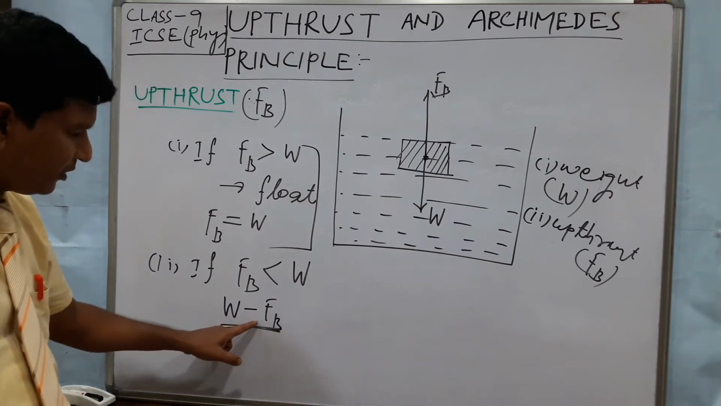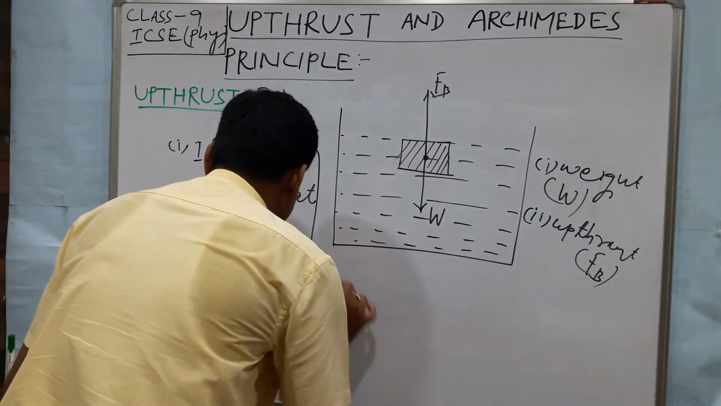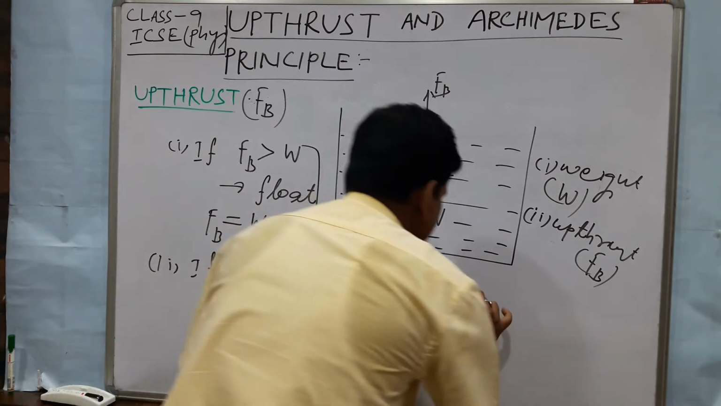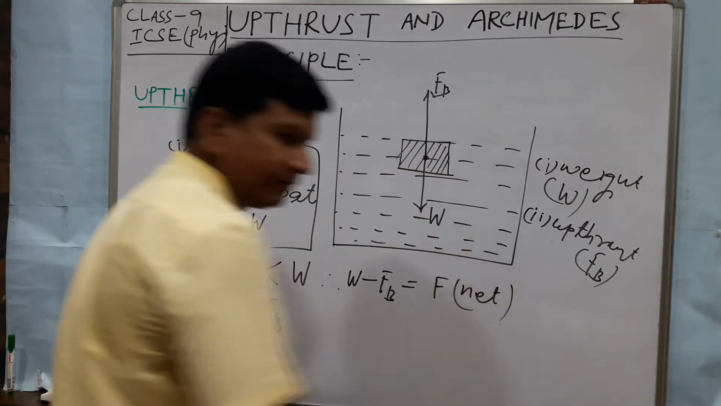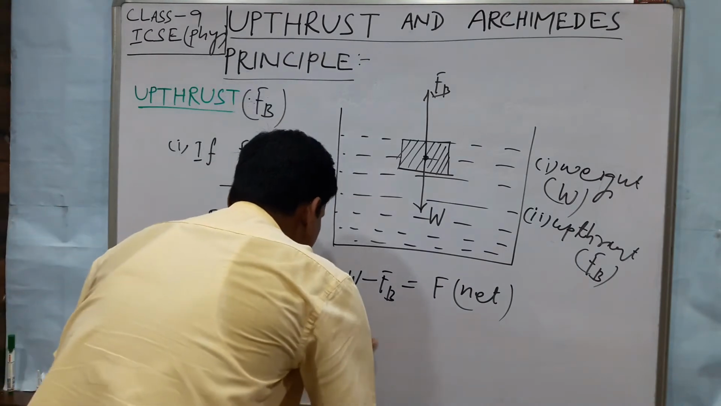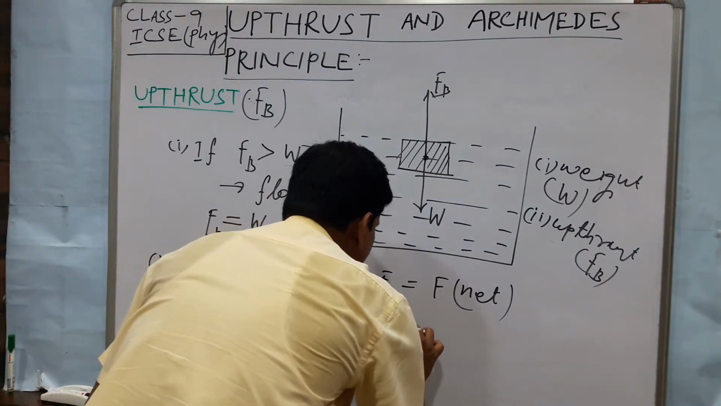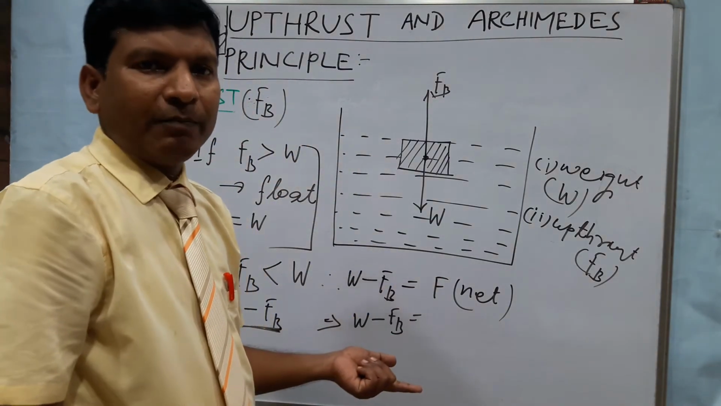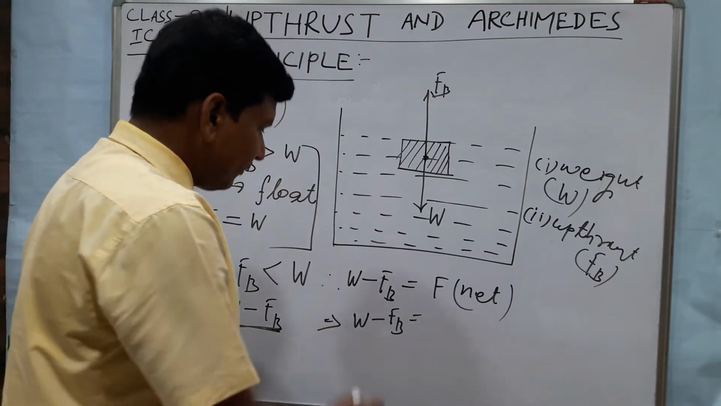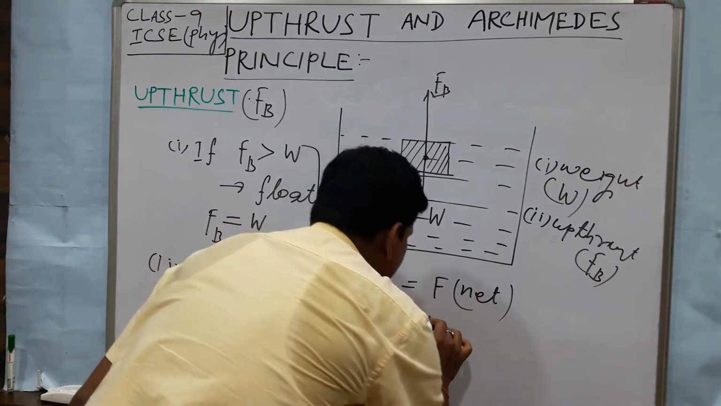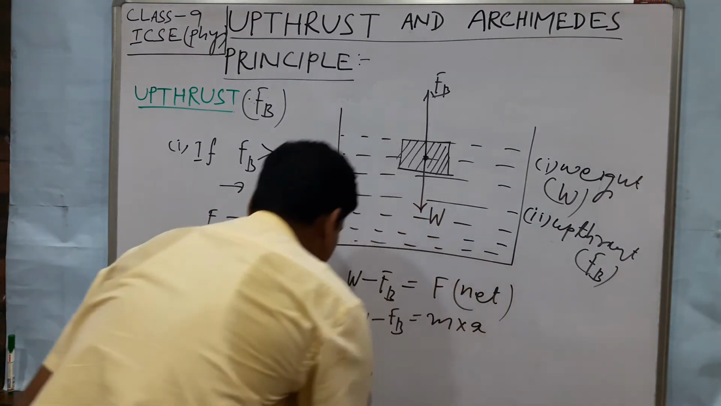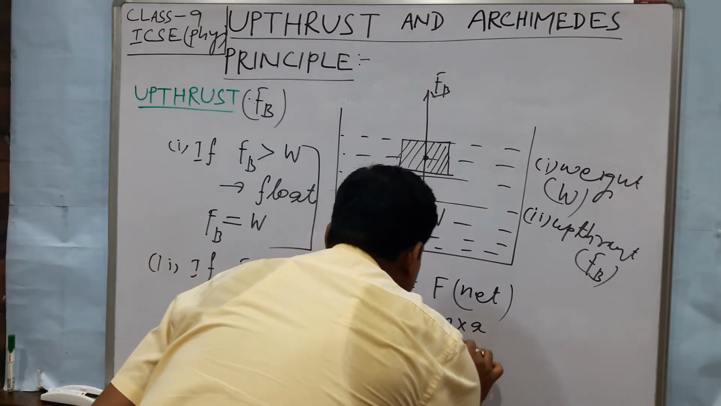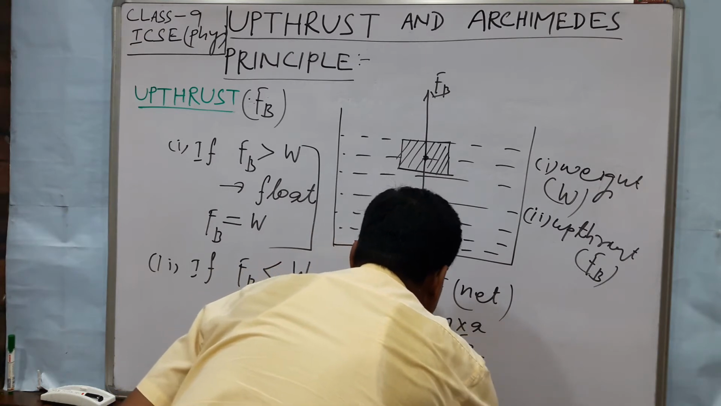This is, I have told you, W minus Fb. Now we can write thus: W minus Fb is equal to the net force, that is, the net downward force, isn't it? Now that implies W minus Fb is equal to m into a, where m is the mass of the body and a is the acceleration of the body. So we can write a is equal to (W minus Fb) divided by m.